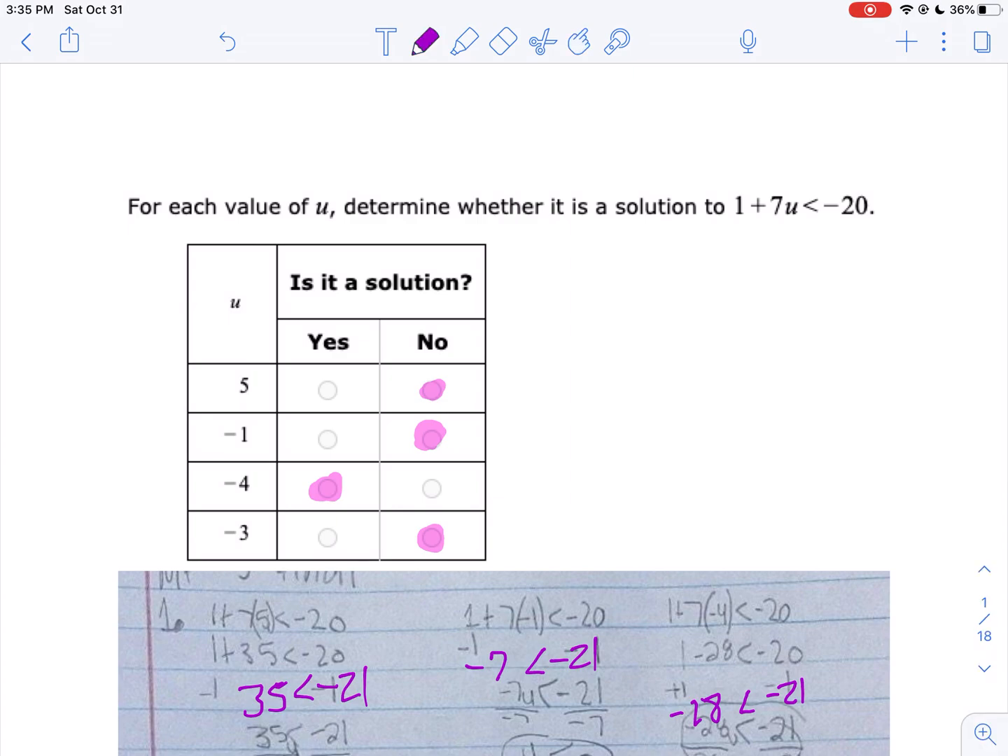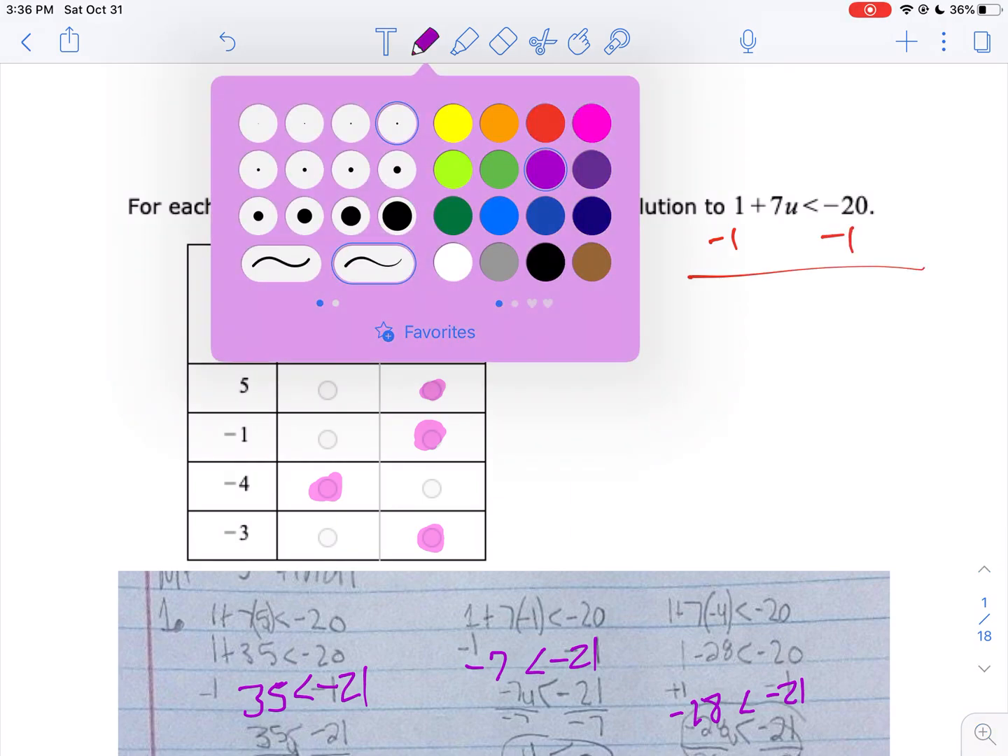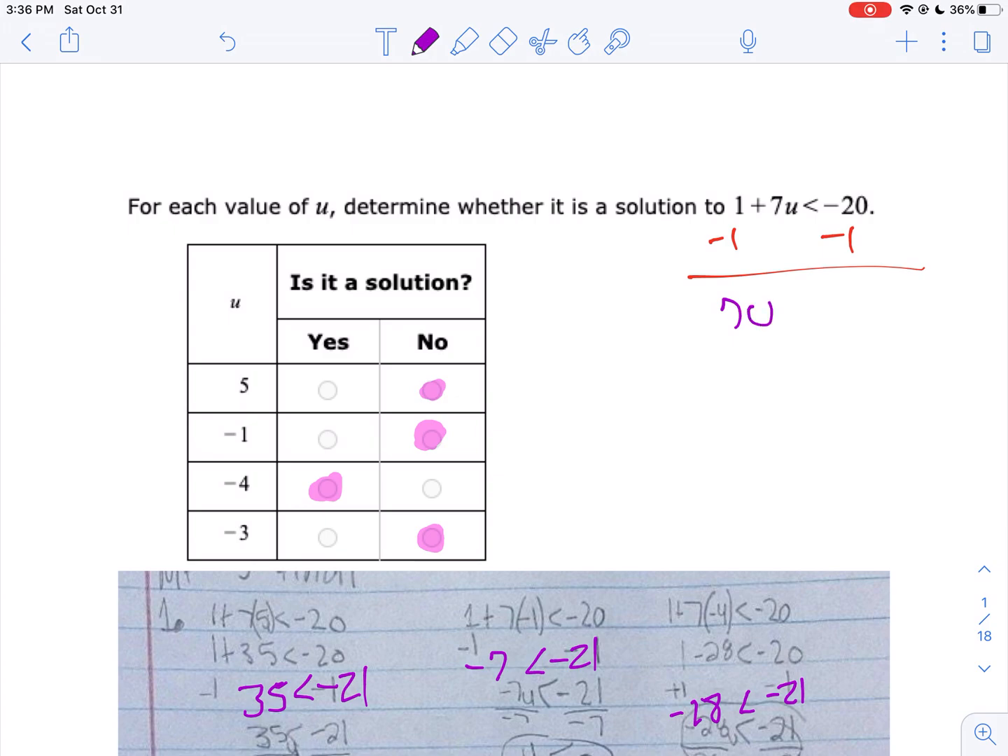That is, subtract 1 from both sides, and we get 7u is less than negative 21. Divide both sides by 7. U is less than negative 3. Then put your numbers in.